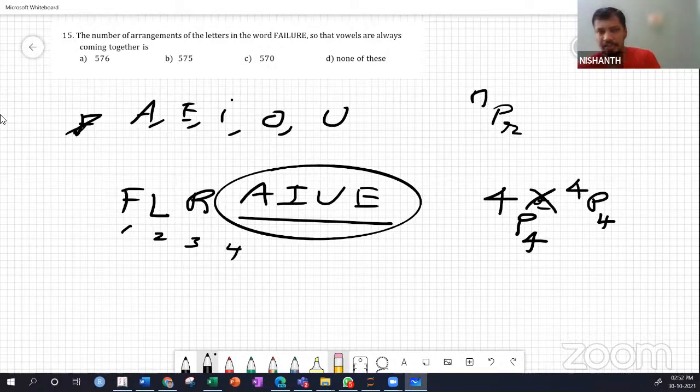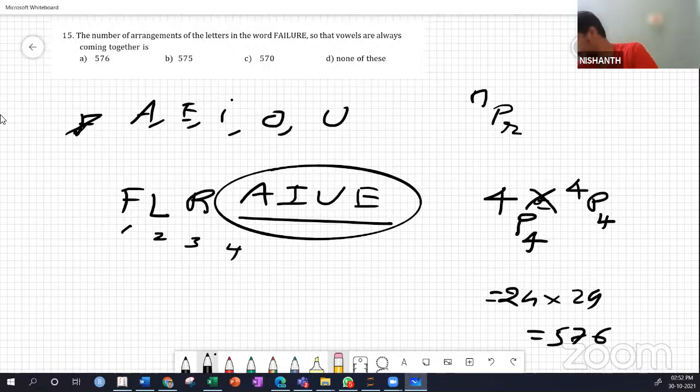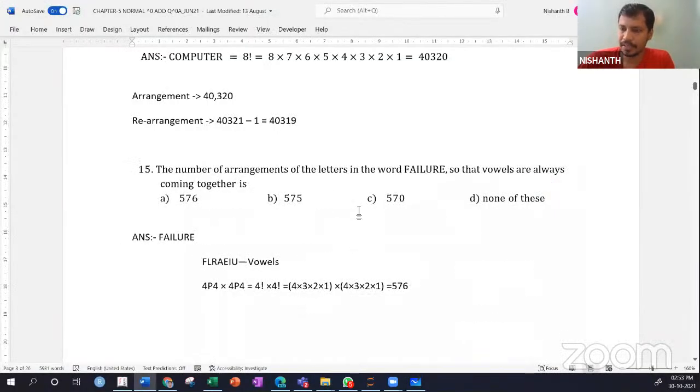Sometimes they might say that you should not arrange internally, but they'll not tell it directly, only in an indirect way. At that time, you should not do this. But here there is scope for arrangement. So here you will get the answer as 576. This is how you do this kind of problem related to permutation. If you have any doubts, you can stop me then and there and ask me. Okay, so that's how this problem is done.